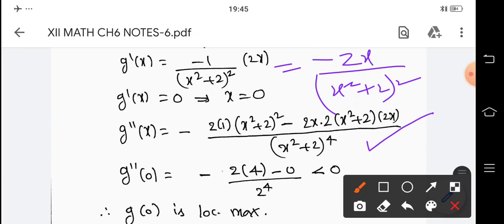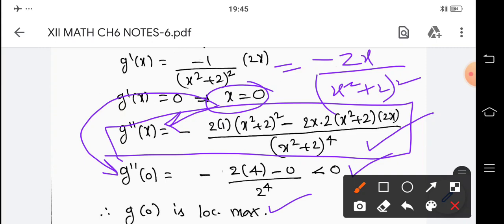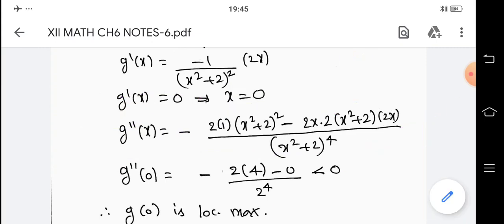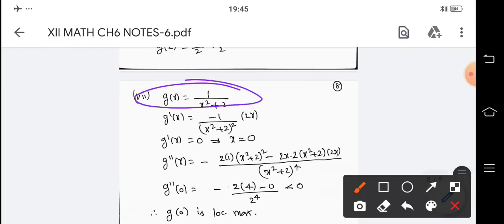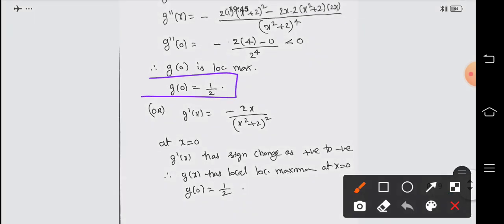After doing g double dash of x, directly substitute x is equal to 0 in g double dash of x, so that you get the second derivative test. It will be less than 0. Substitution I have done. So therefore g of 0 is a local maximum. What is g of x? Substitute 0 in g of x, that is the local maximum, that is 1 by 2.